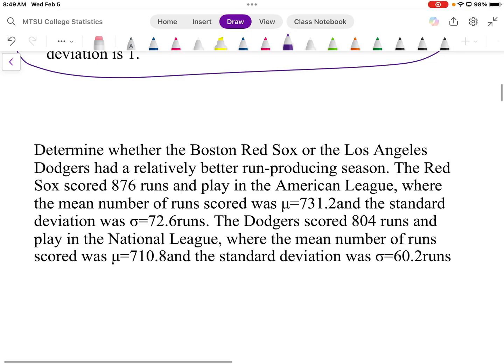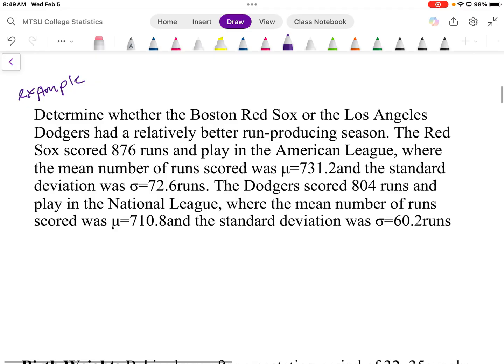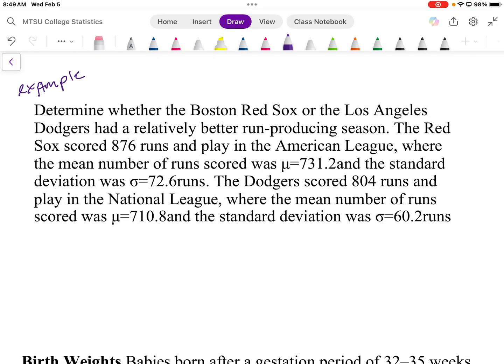So I have several examples. We're going to walk through them, and so we'll get a lot of practice. Right here, they say determine whether the Boston Red Sox or Los Angeles Dodgers had a relatively better run production season. The Red Sox scored 876 runs playing in the American League, where the mean number of runs scored was 731.2 and the standard deviation was 72.6 runs. The Dodgers scored 804 runs playing in the National League, where the mean was 710.8 and the standard deviation was 60.2.